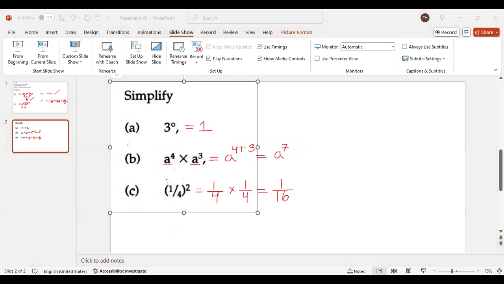Or 0.0625. How did we get 1/16? You multiply 1/4 times 1/4. For the numerator, 1 times 1 equals 1, and for the denominator, 4 times 4 equals 16. So you get 1/16. Very good.